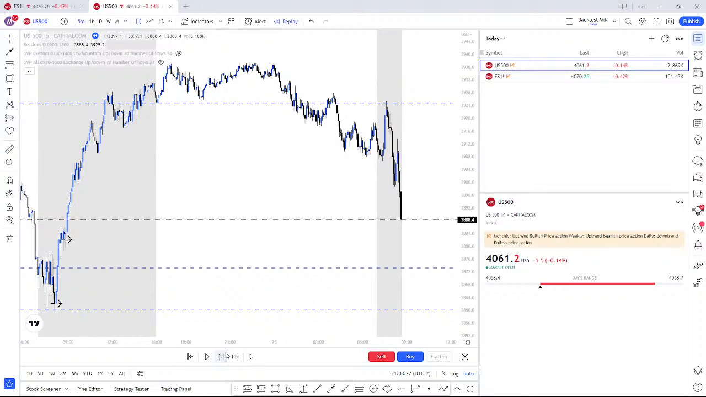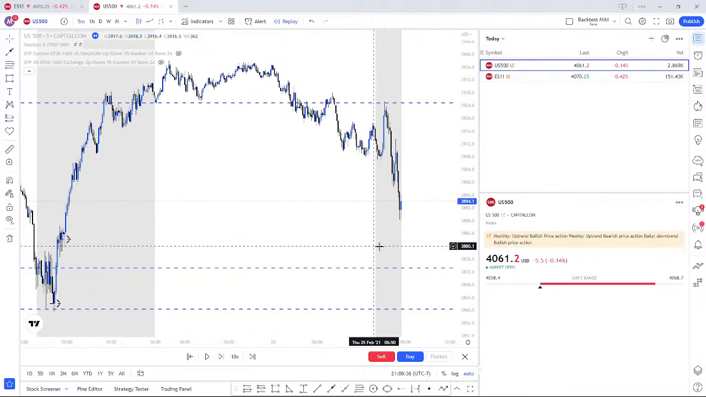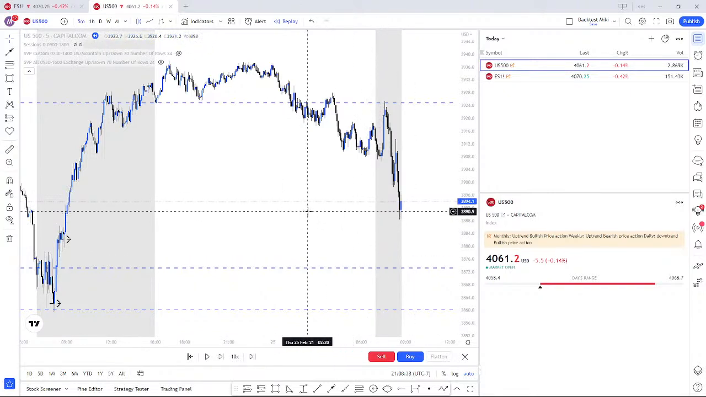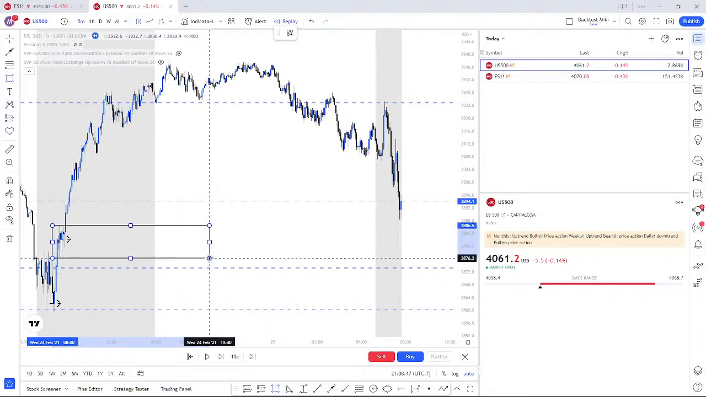Nice. See how price attracts towards these blue lines. It's literally crazy. Like I said, I used to trade with them before, but I kind of forgot about them. So here we are, remembering our past, not letting our past define us, but remembering our past regardless.